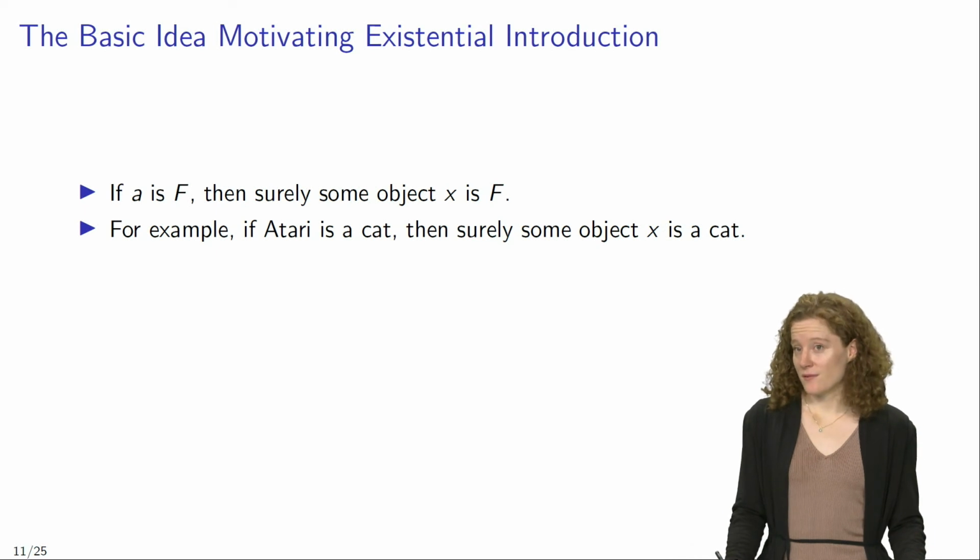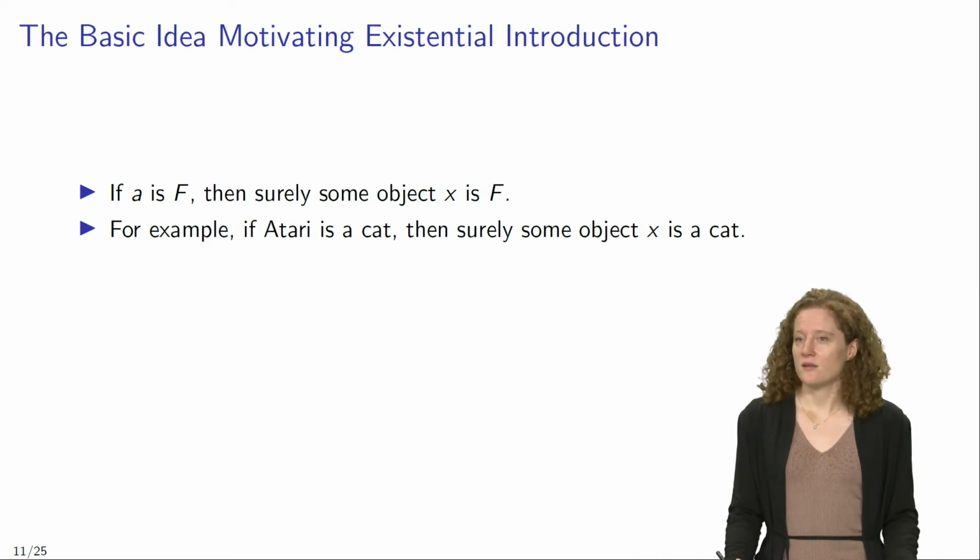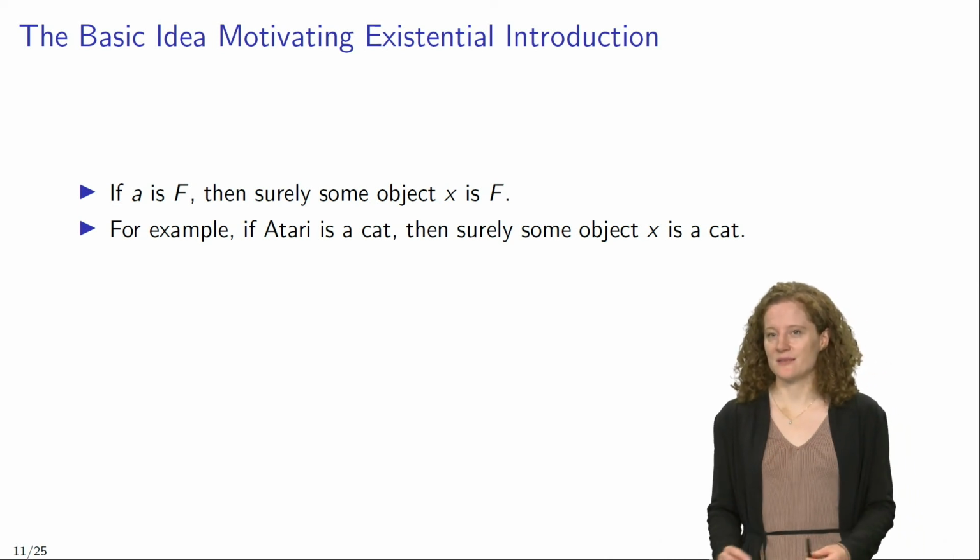So from the claim that a specific object, in this case Atari, has a property, in this case the property of being a cat, you can infer that some object has this property.